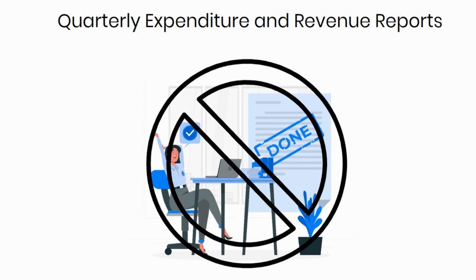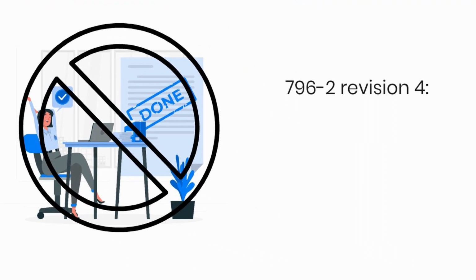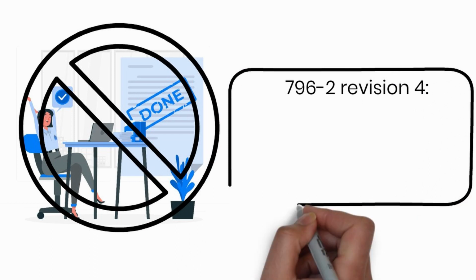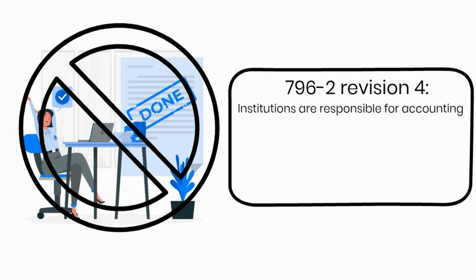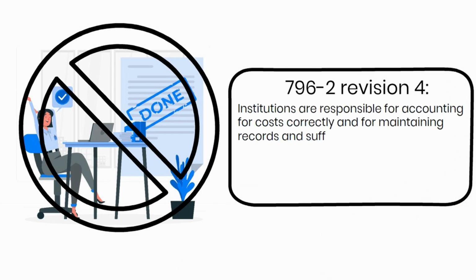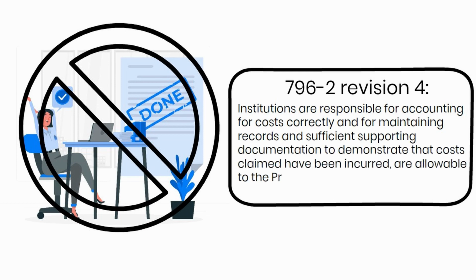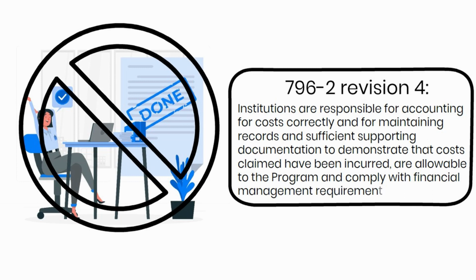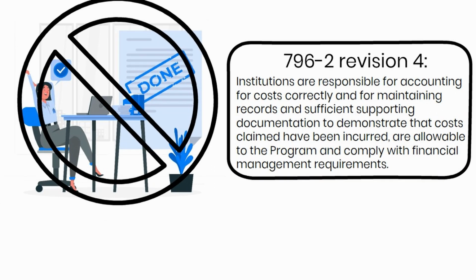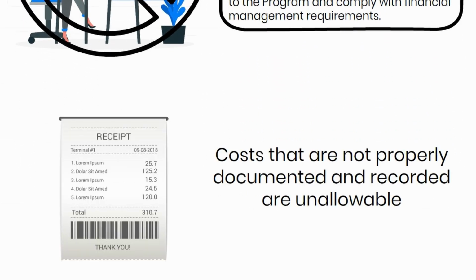Based on cost principles in 796-2 Revision 4, institutions are responsible for accounting for costs correctly and for maintaining records and sufficient supporting documentation to demonstrate that costs claimed have been incurred, are allowable to the program, and comply with financial management requirements. Costs that are not properly documented and recorded are unallowable.